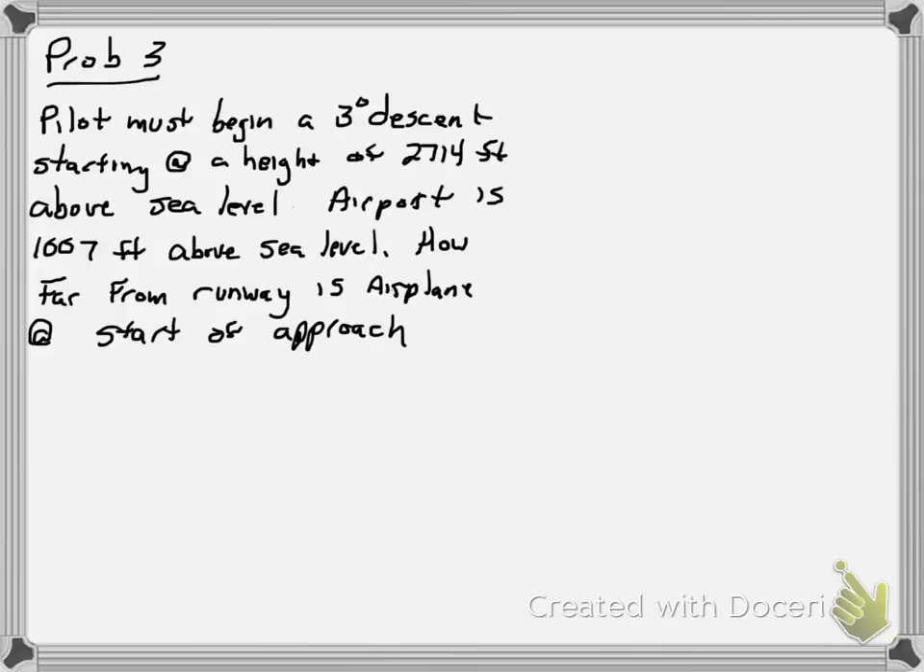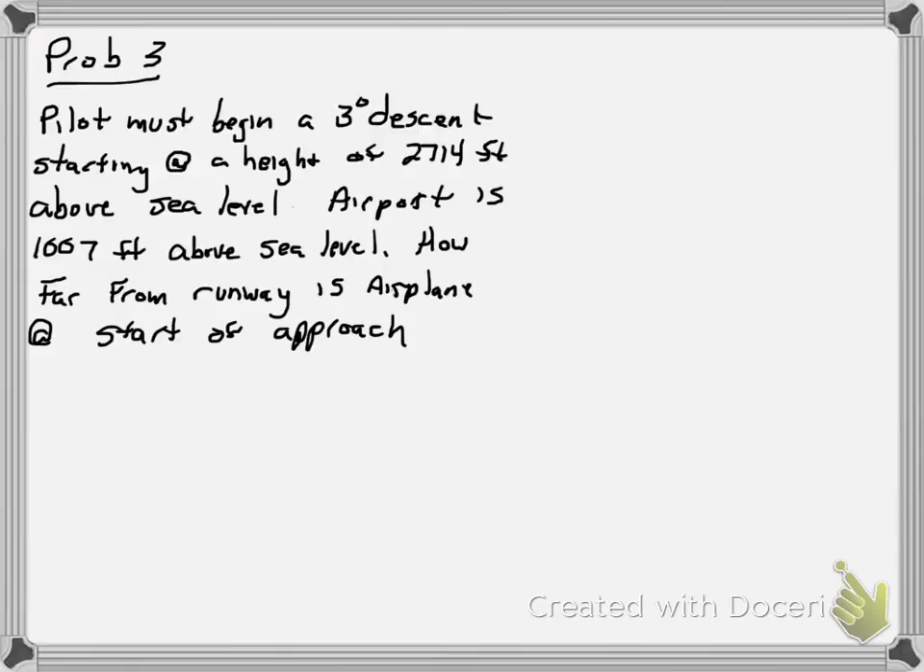Problem 3 talks about a pilot who must begin a 3-degree descent starting at a height of 2,714 feet above sea level. Airport is 1,007 feet above sea level. How far from the runway is the airplane at the start of approach? Now, there's a whole bunch of stuff going on here, but we want to talk about how far from the airport at the start of the approach.